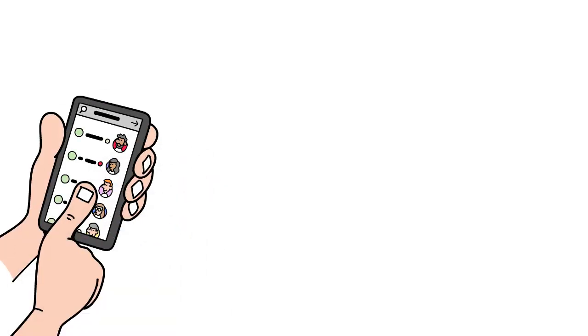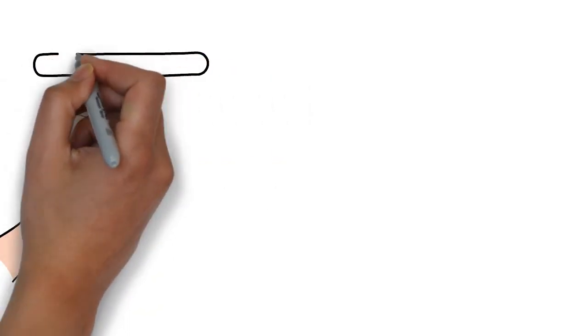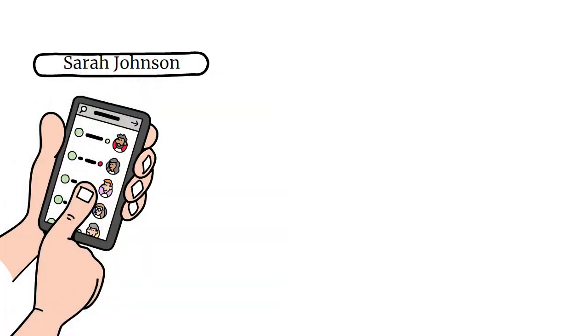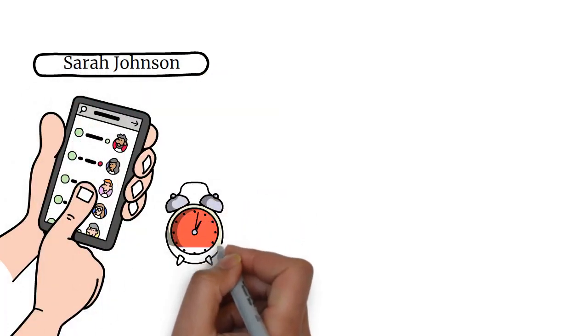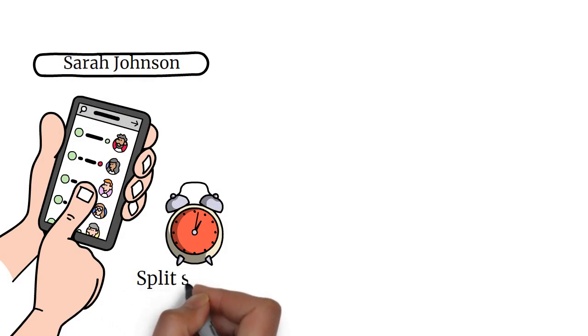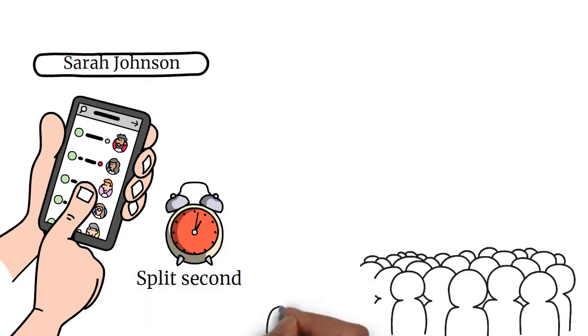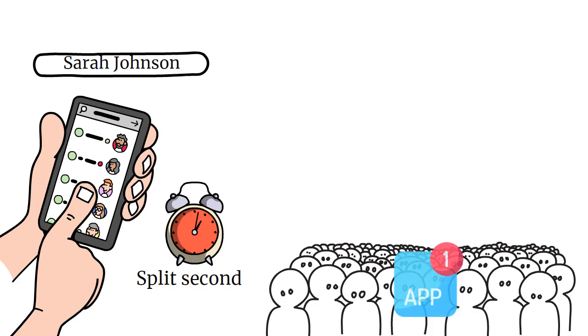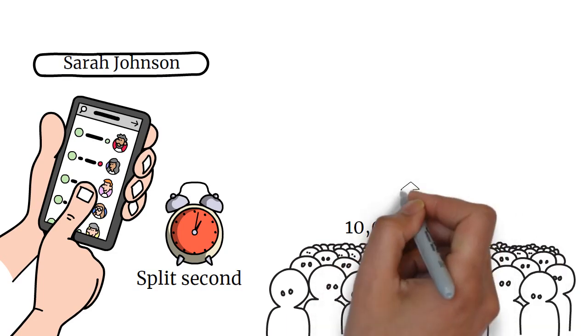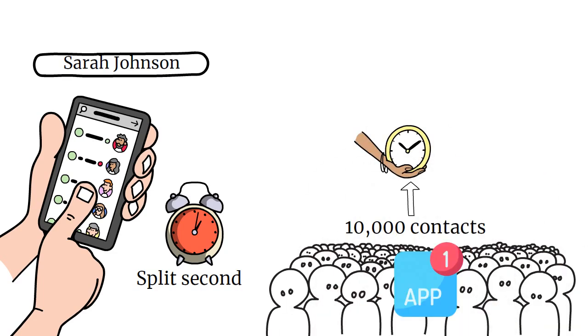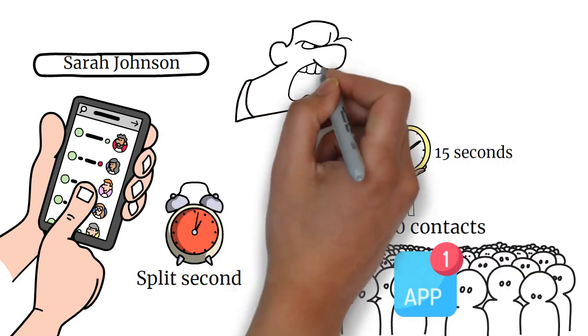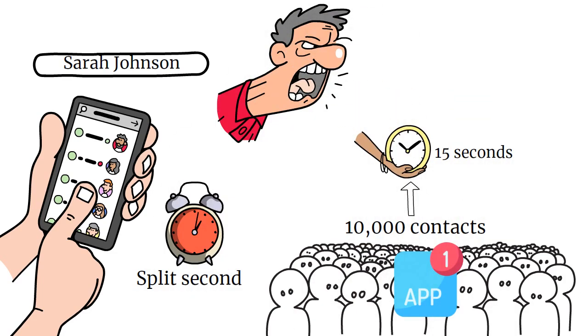You're building a contact app. You write code to find Sarah Johnson in your phone's contact list. With 10 contacts, it takes a split second. You launch the app. It goes viral. Now you have 10,000 contacts. Suddenly, searching takes 15 seconds. Your users are furious. What happened?